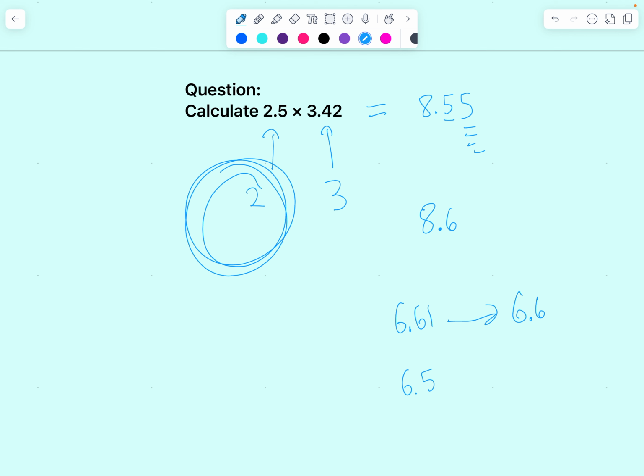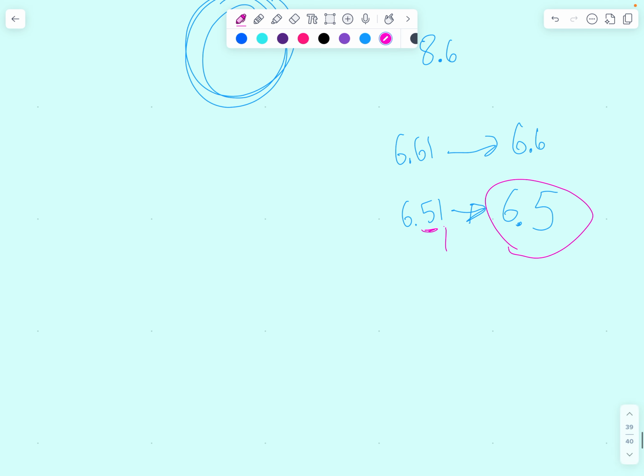What if I told you we have 6.51 and you want to write it in 2 significant figures? What do you guys think you would do? Guess what? It's 6.5. Now, I know I said 5 and above, you give it a shove, right? But here's the thing. You only do that if your neighbor is a 5 or above. See, they're not greater. This 5, its neighbor is a 1. So it's just 6.5. It's not 6.6. All right, just want to clear that up with you guys.